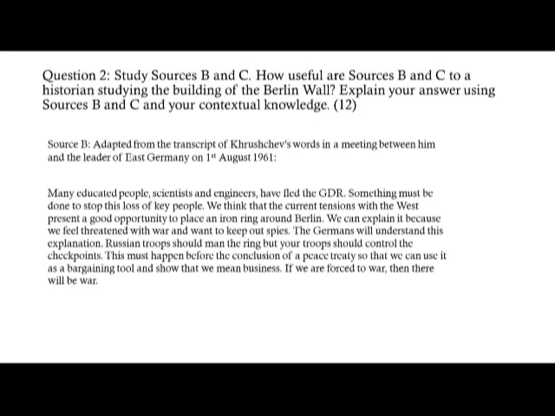Okay. Khrushchev says many educated people, scientists and engineers have fled the German Democratic Republic, communist East Germany. Now again, we know that's true. We know that by 1961, around 2 to 3 million people had used the border in Berlin to escape to West Germany. And he says something must be done to stop this loss of key people. This was known as the brain drain. The GDR economy was on its knees because it was losing its most talented citizens to the West.